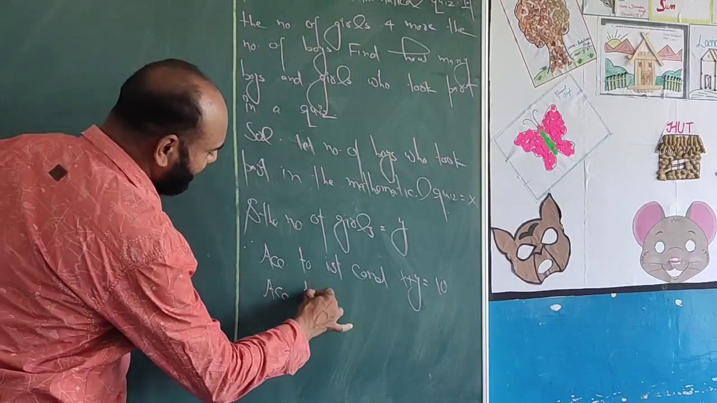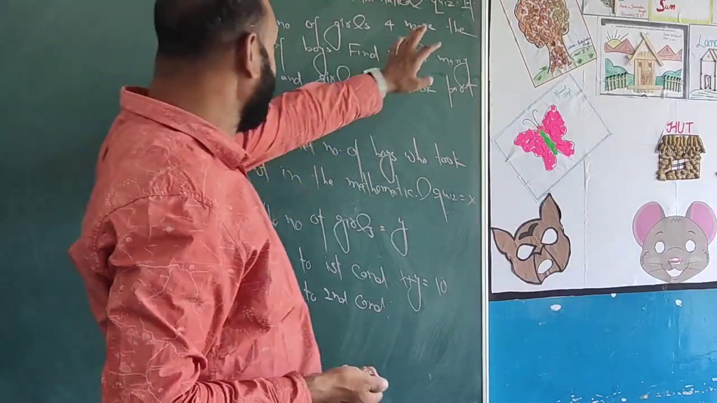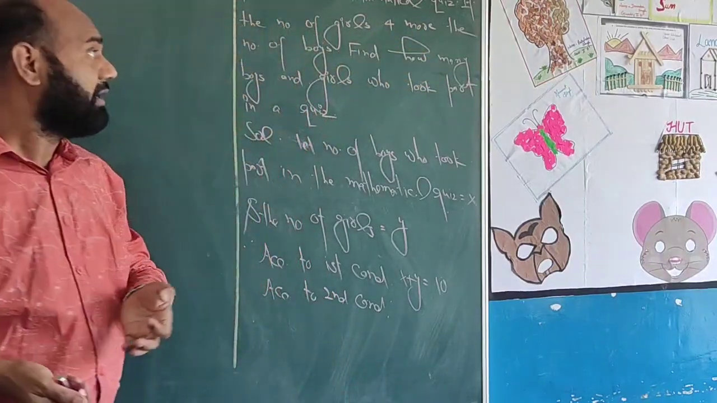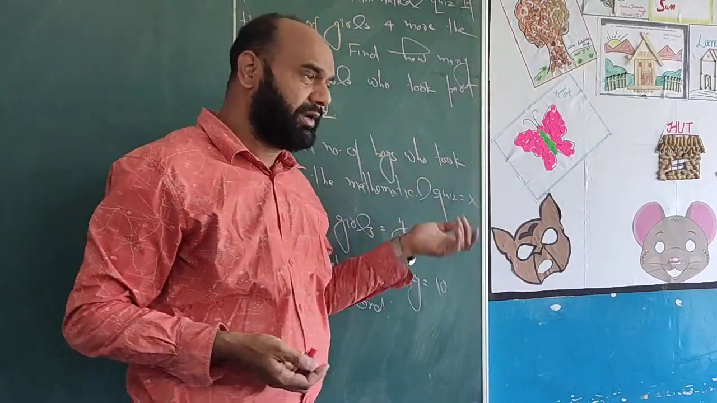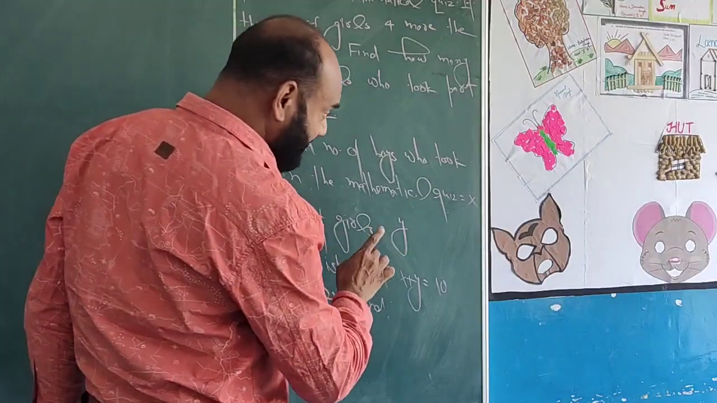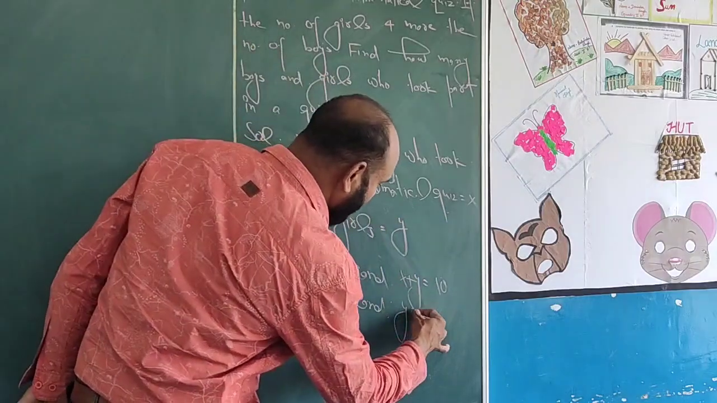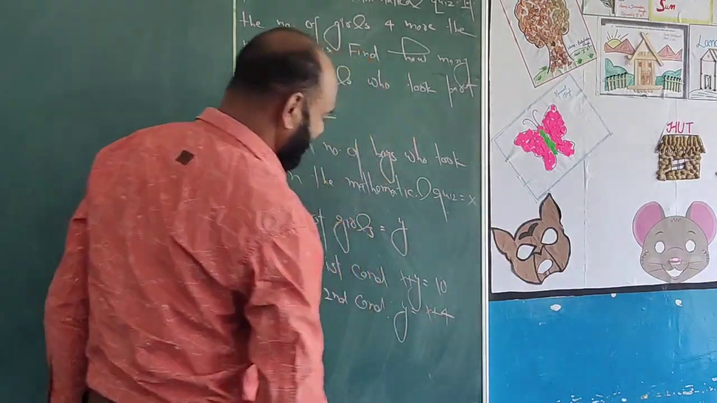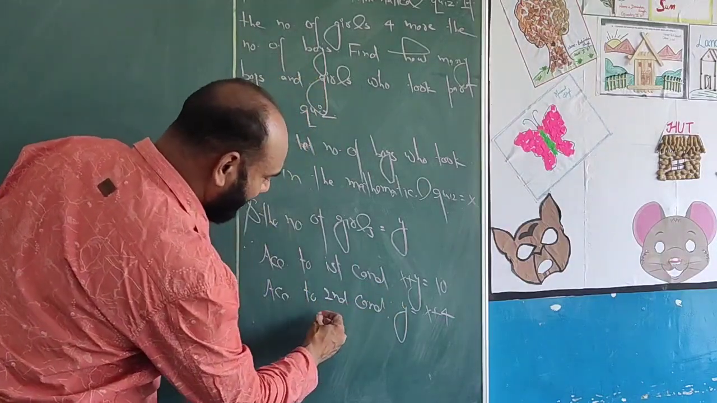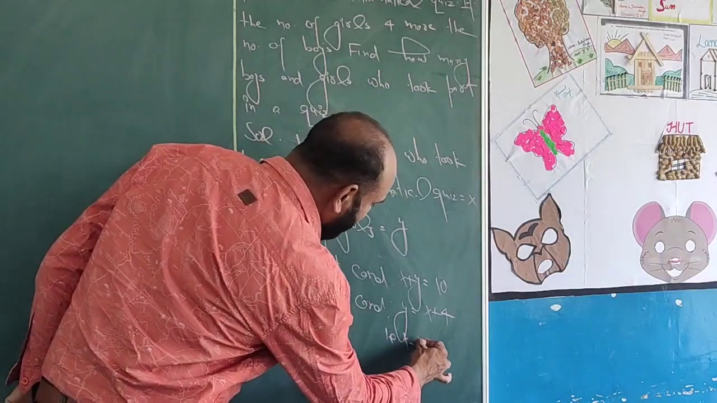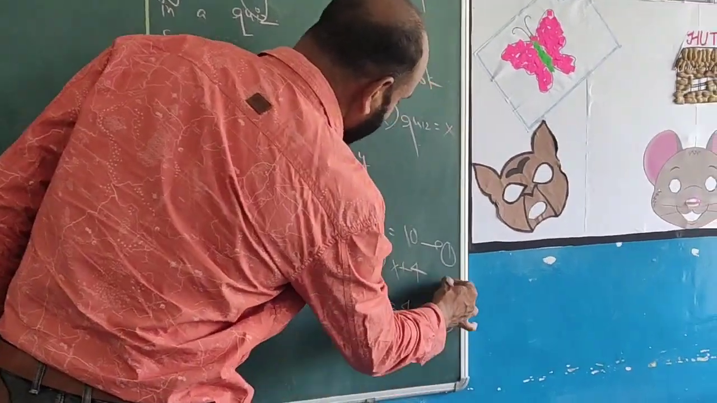And according to the second condition, it is also given that the number of girls is 4 more than the number of boys, and girls is said to be y. Therefore, y is equal to x plus 4. This is the second condition algebraically, and it can be written in the form x minus y equal to minus 4. This is equation number 1. This is equation number 2.